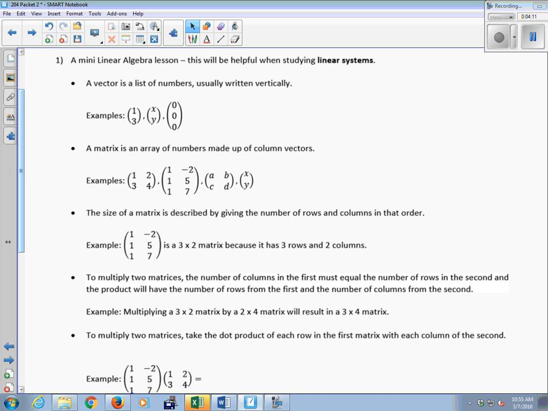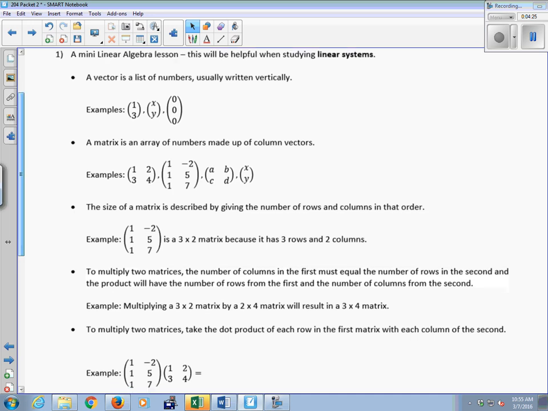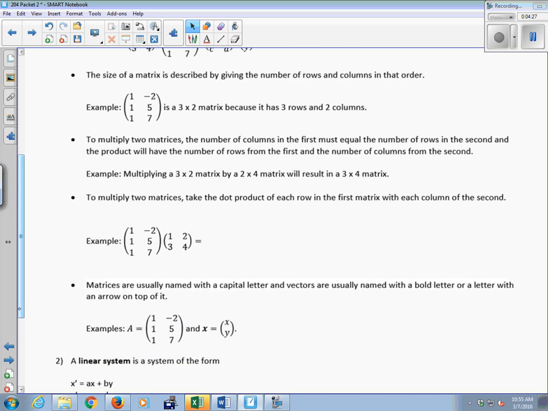So a vector is just a list of numbers. Usually you write it vertically, but not always. Sometimes you write it horizontally, like a point x comma y versus vertically x, y. A matrix is just an array of numbers made up of column vectors. And the size of a matrix is described by giving the number of rows and then the number of columns. So this matrix here is a 3 by 2 matrix because it has 3 rows, 2 columns.